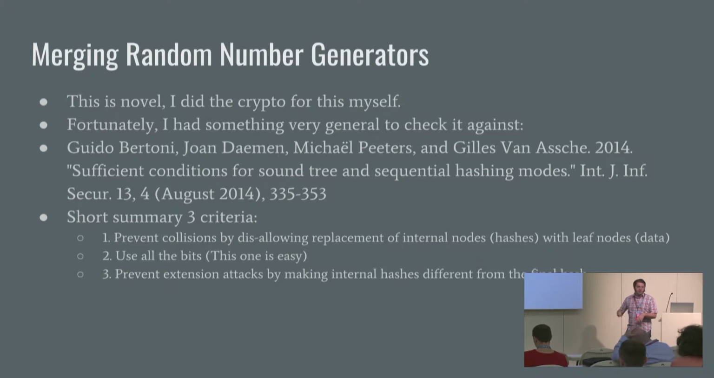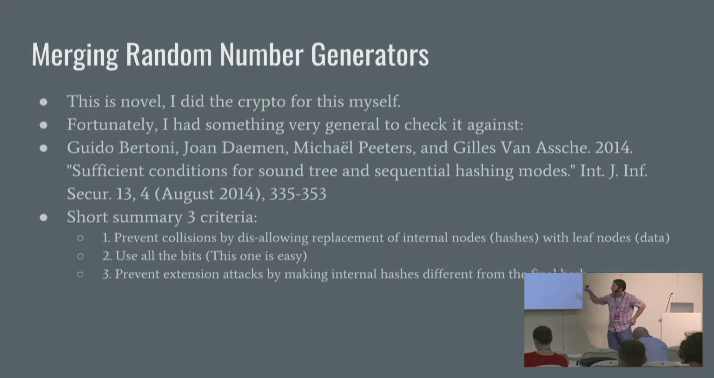The second one is the easiest one. Do you use all the bits of the things that you're hashing? Because if not, collisions are trivial. Just change one of the bits you're not using. Number 1 is to prevent collisions by disallowing replacement of internal nodes with leaf nodes. So those of you that are familiar with the way that Bitcoin does Merkle tree hashing, it does not do this. It's kind of protected by the fact that usually hashes don't look like transactions, and so you can't replace 2 transactions with a hash that is 1 transaction.